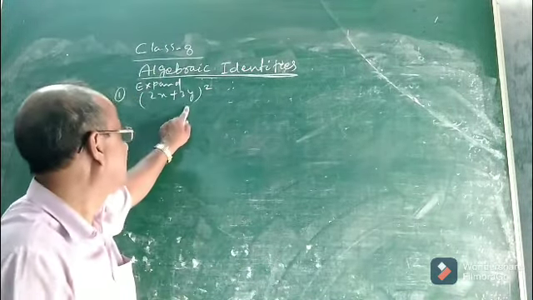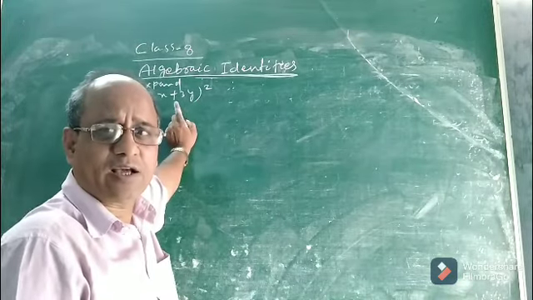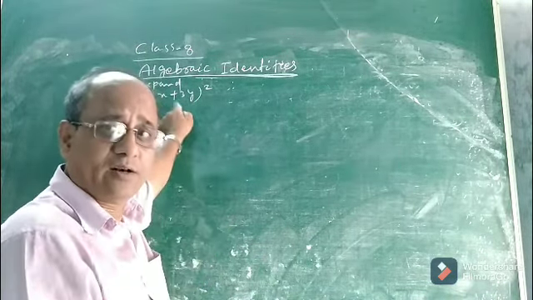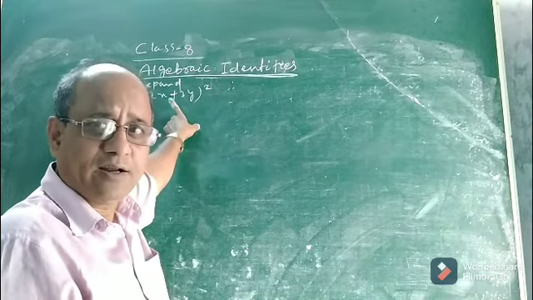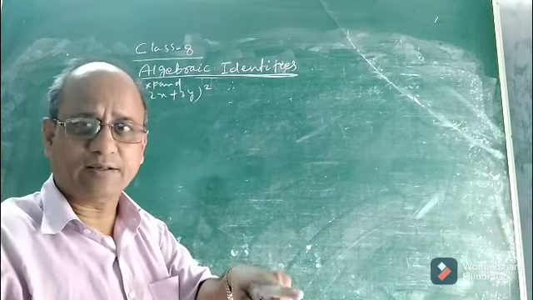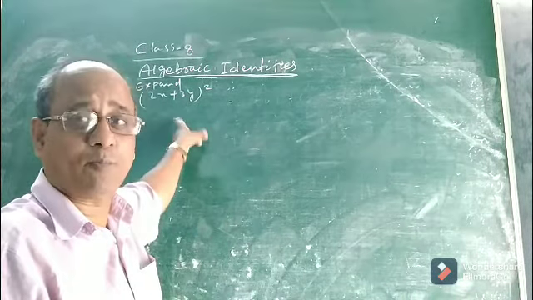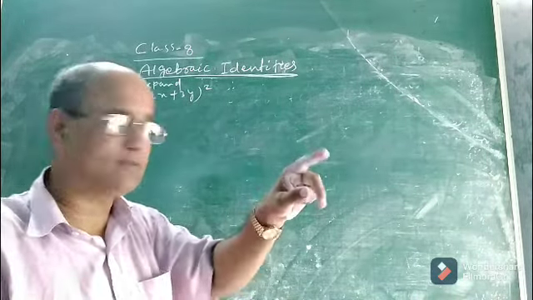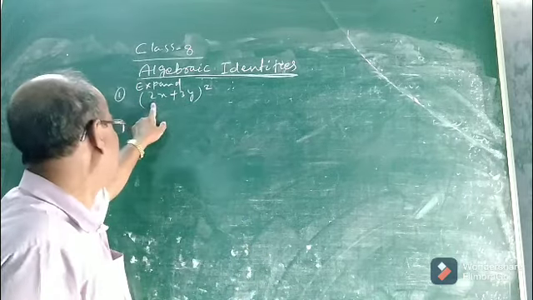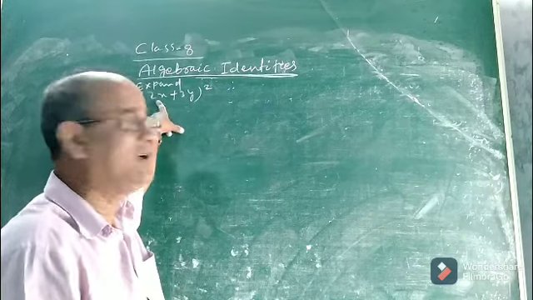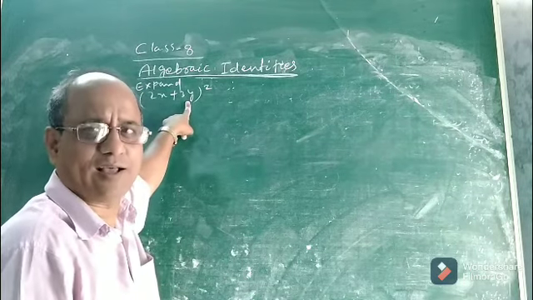See children, now suppose we expand it using an algebraic identity. Then we have to think in which form it is, I mean it is in the form of which identity. We have already read 5 identities. So now the given expression is in the form of which identity, that we have to think. See, how to know that? Suppose this is the first term, it is 2x. You can take it as A. Then take this one as B.